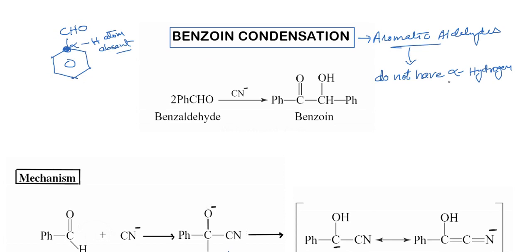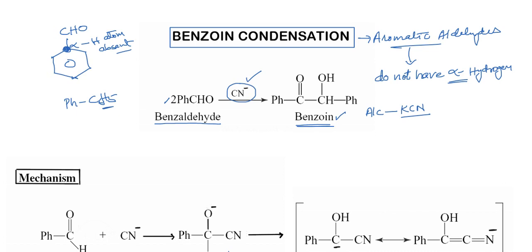They do not contain alpha hydrogen, first condition, and this reaction takes place in presence of CN minus ion. So it is the dimerization. Actually में जो benzaldehyde है, we are using two molecules of benzaldehyde. Here Ph stands for C6H5. So it is the dimerization of the benzaldehyde under the catalytic effect of this cyanide. So cyanide is required for this reaction, and the product is known as benzoin. This product is named as the benzoin.